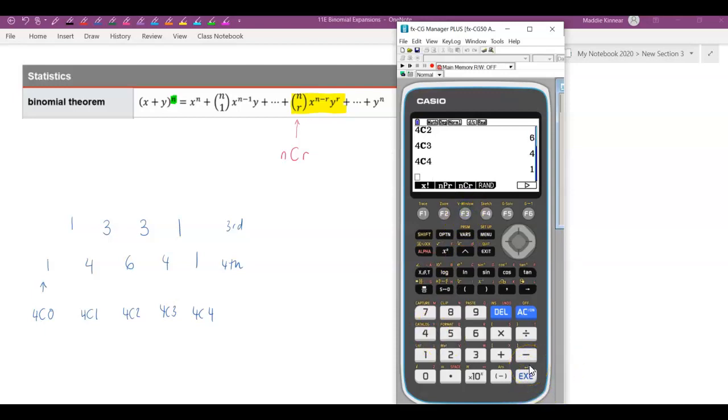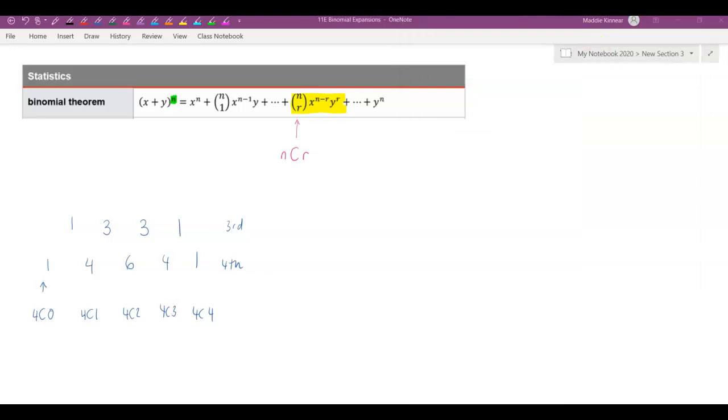So if you wanted to do row 5, you do 5C0, 5C1, 5C2, 5C3, 5C4, row 6, 6C0, and so on and so forth. So depending on which line on Pascal's triangle you want, that's the number you put first in when you're entering these 4C somethings. So that's how your calculator is going to help you.